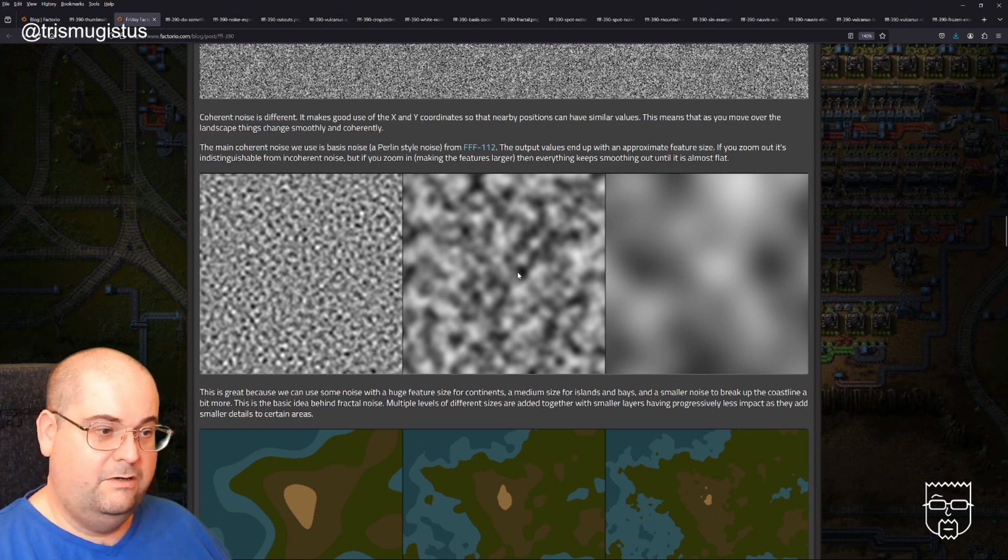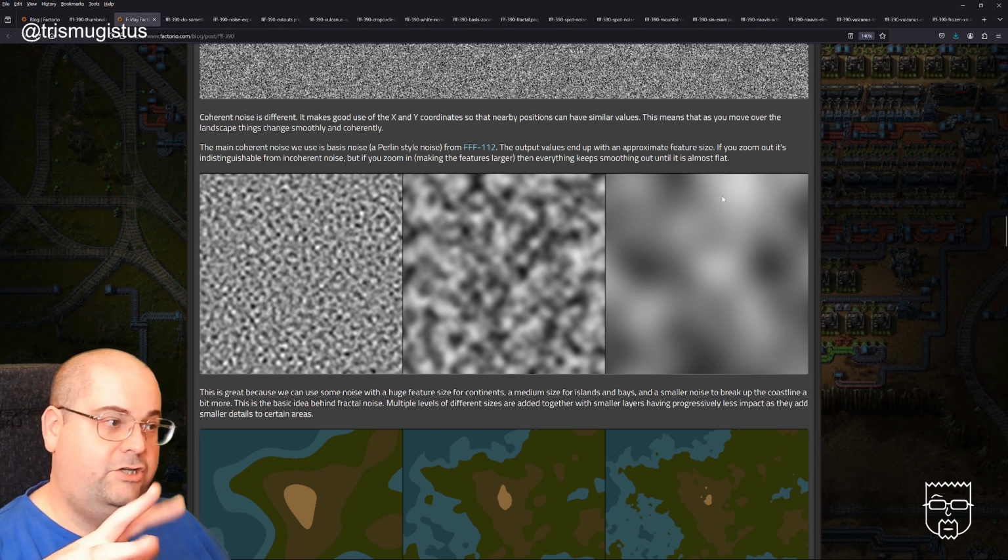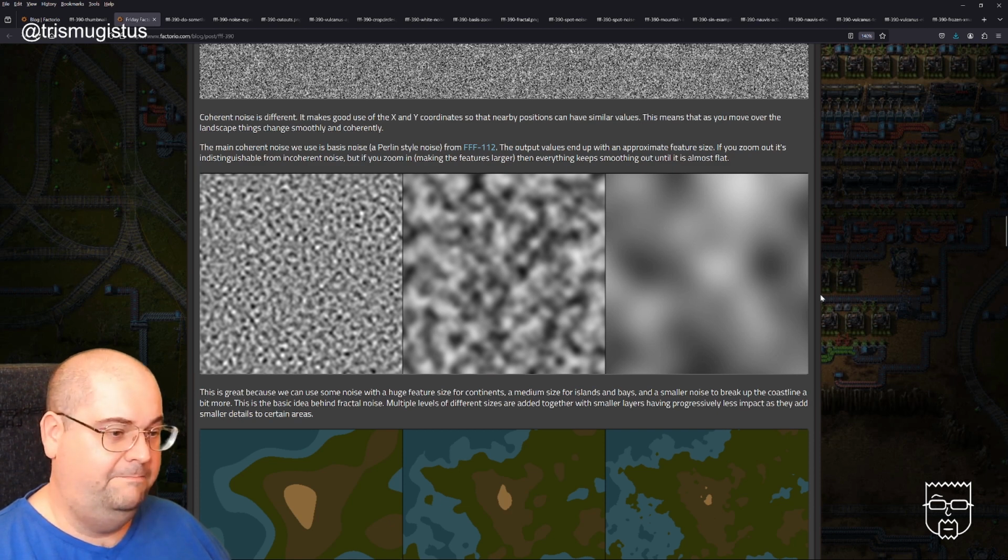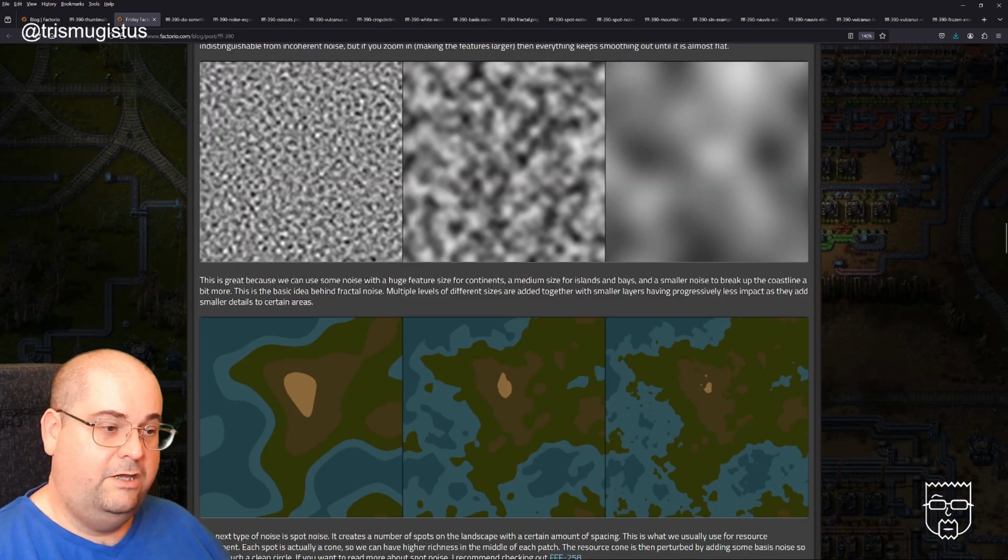And so you can say, well, we'll come on to it, I'll read it through, but you can imagine using that process to basically create solid shapes, bigger shapes, but that are randomly crinkly on the edges effectively. This is great because we can use some noise with a huge feature size for continents, a medium size for islands and bays, and a smaller size to break up the coastline a bit more. And that's sort of what you can imagine these becoming. So this becomes continents, this becomes islands. This is then used to dig bits out of the edges to make it look a bit more organic.